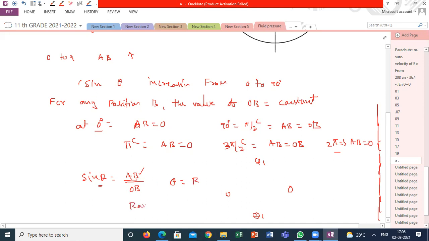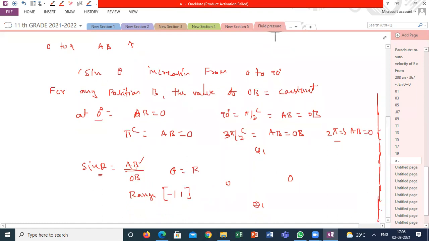If I'm talking about the range, the fraction is always less than 1 in magnitude, with a maximum of plus 1 and a minimum of minus 1. So the range is minus 1 to plus 1. This is how we can discuss the domain and range of the sine function. Is it clear, guys? Do you agree with me? I think we already discussed this.